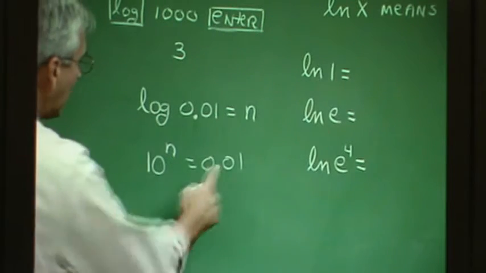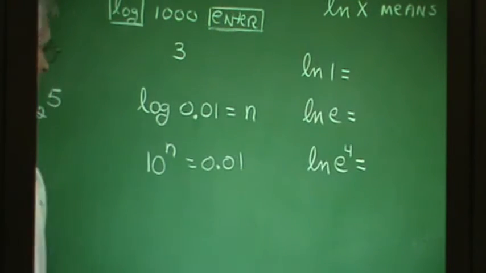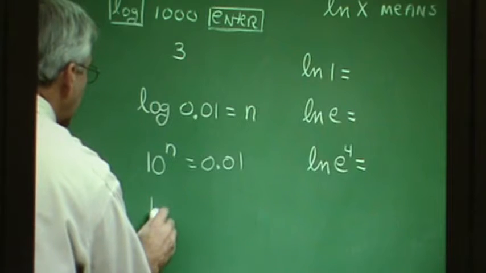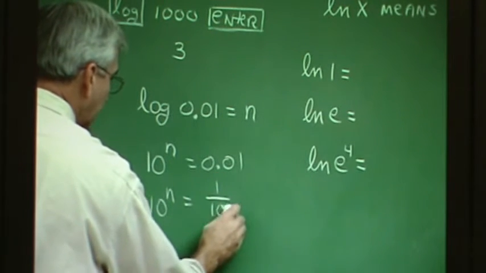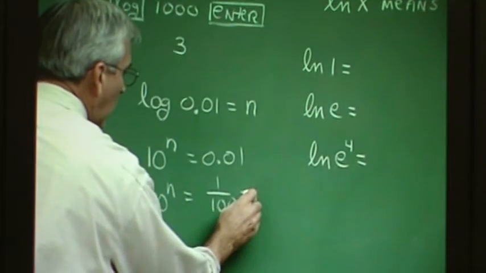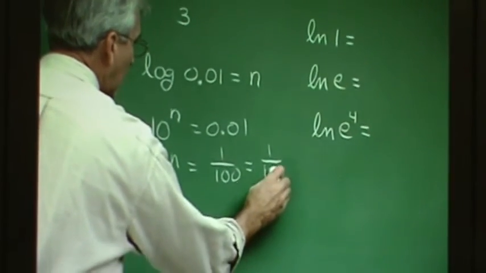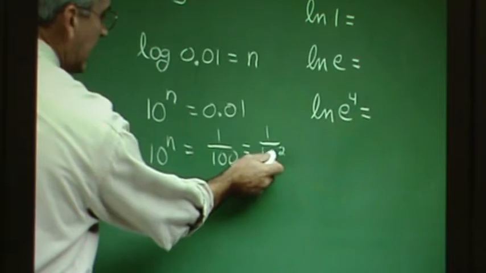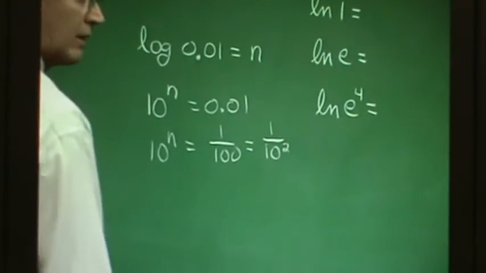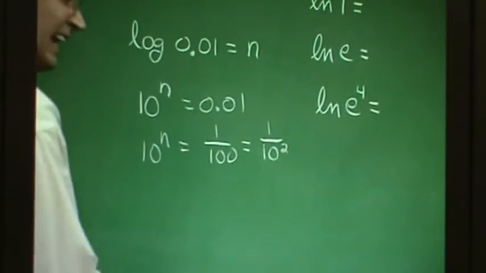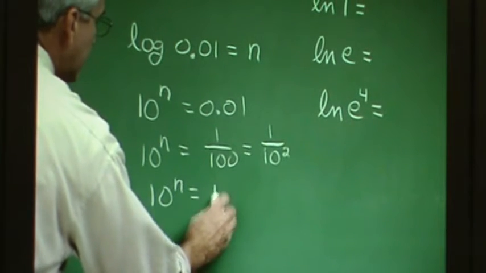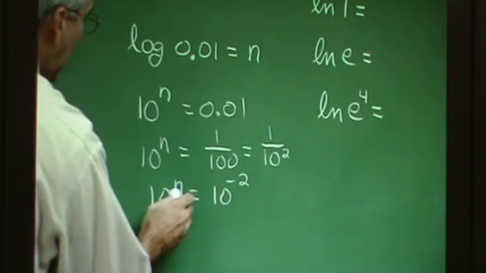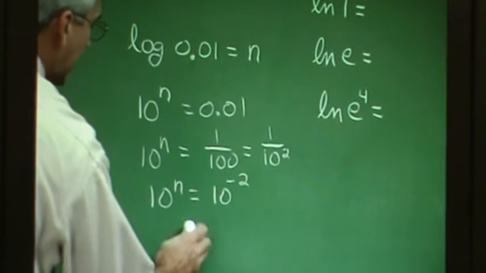1/100th. Wow. How do we make the bases on both sides look alike? Well, we can do it like this. We can write this as 1 over 100, and 1 over 100 is 1 over 10 squared, and we can kick this 10 squared up into the numerator by applying a negative exponent. So this is 10 to the n is equal to 10 to the negative 2. Aha, so n then is equal to negative 2.